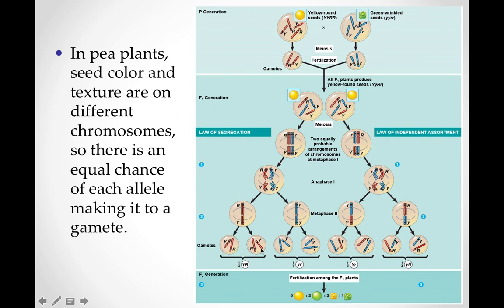We have a yellow and round gamete. We have a fourth of them that will end up with our green wrinkled. We have our yellow wrinkled, and we have our green wrinkled. I may have said this one wrong. This one should be, oh wait, this one is green round. So that one's going to be over here. This is green round. This is yellow wrinkled. This is our green wrinkled here in our F3 generation.